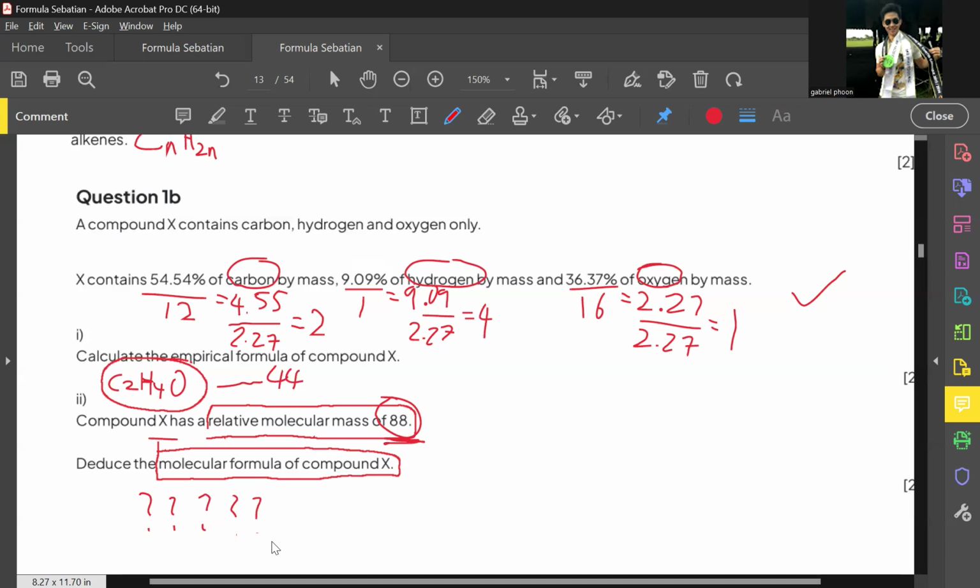How many moles are 2? You're trying to say this is C2, 4H4O, is it? What's the molecular formula of compound X given that this thing has a molecular mass of 44? Times 2, so C4?